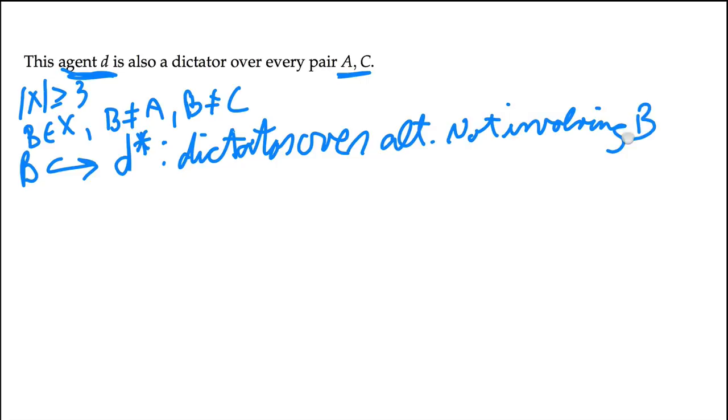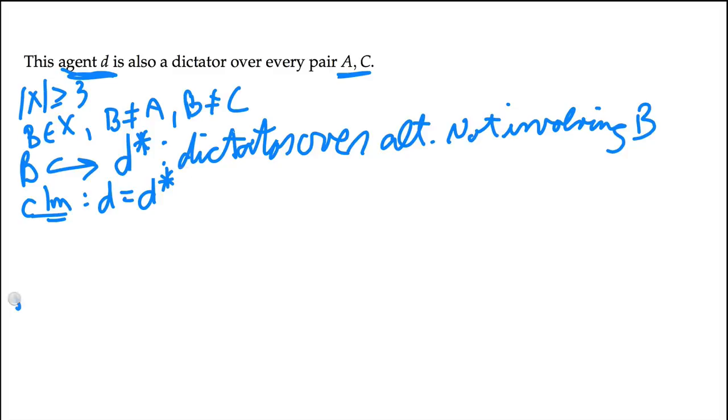So we have two dictators, D and D star, but they are limited dictators. D is a dictator over every pair of alternatives not involving A, and D star is a dictator over every pair of alternatives not involving B. Now my claim is that D and D star have to be the same voter. We can't have these two dictators.